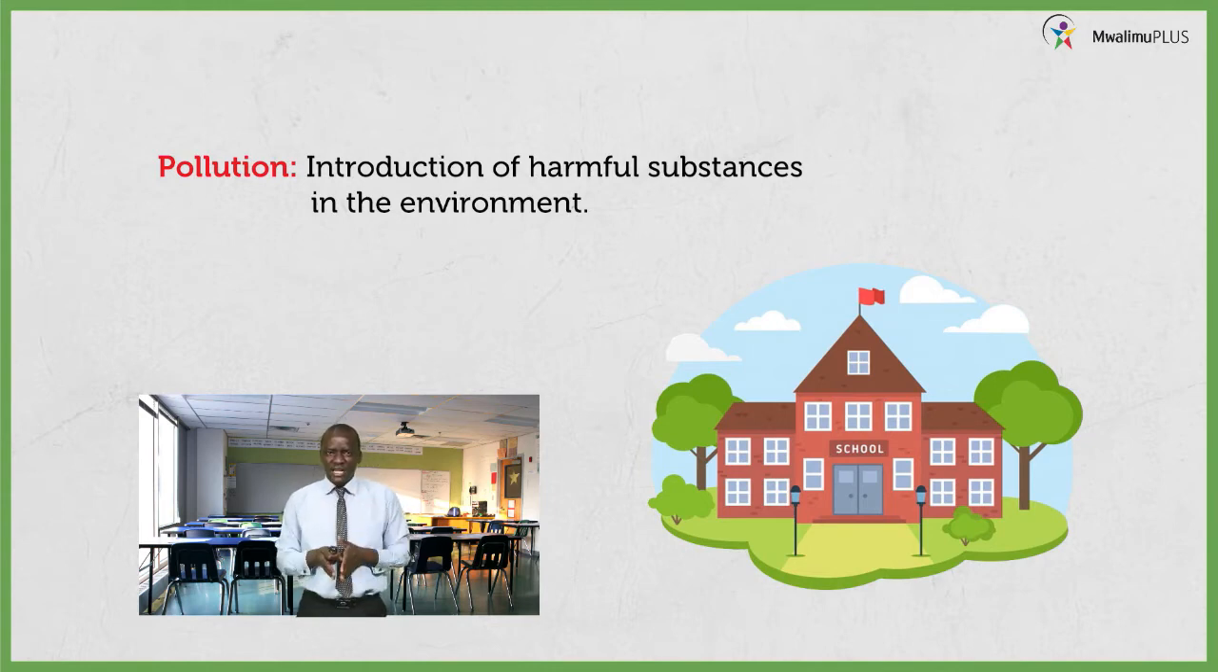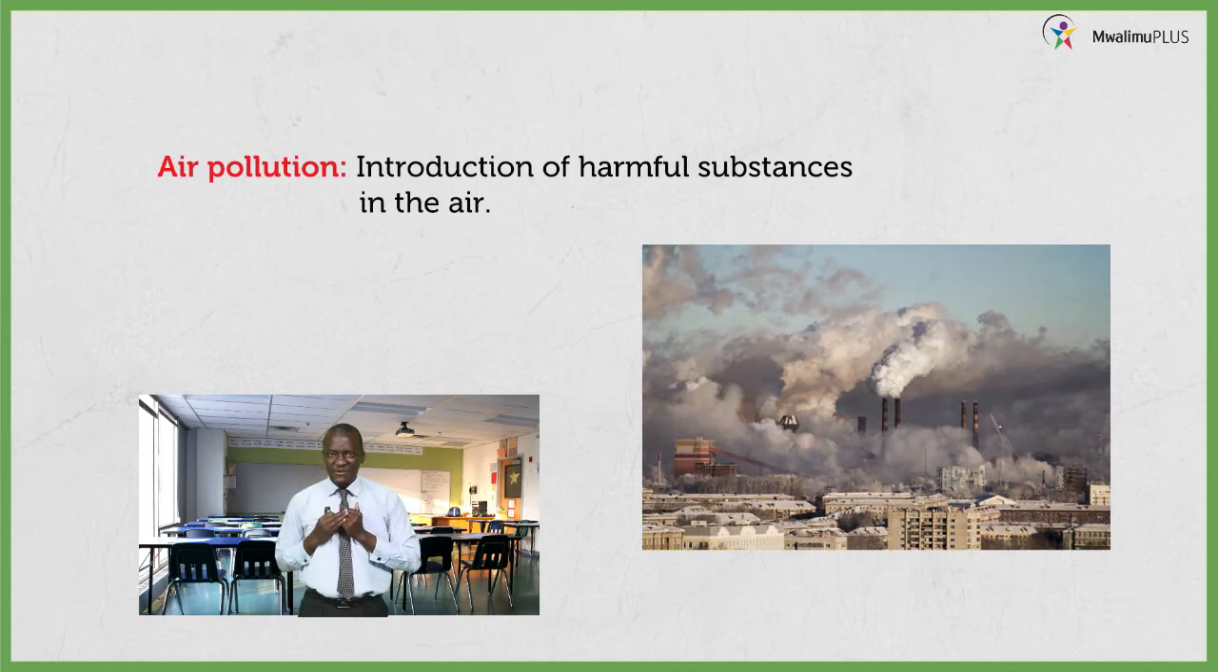Let us look at the next picture there on the screen. What are you able to see from the screen? Correct. From the screen, we have a smoky environment. You can see different houses there. Then we have like a factory there which is producing a lot of smoke, meaning that that environment is being polluted by the smoke from the industry. So we are going to talk about air pollution.